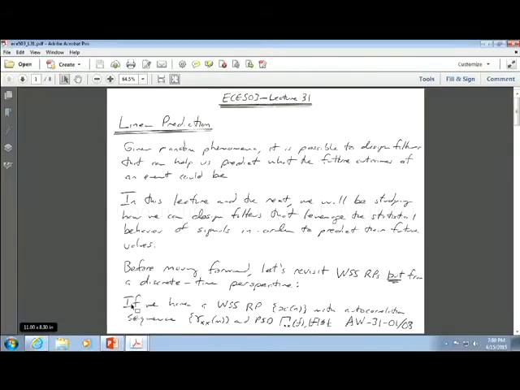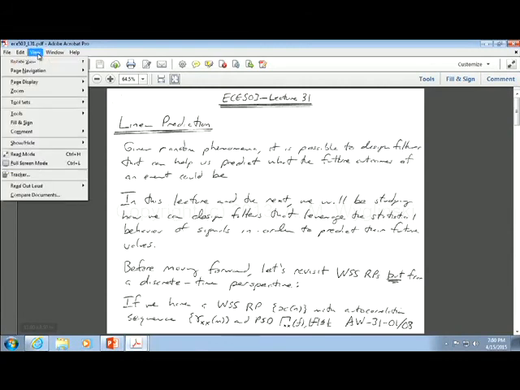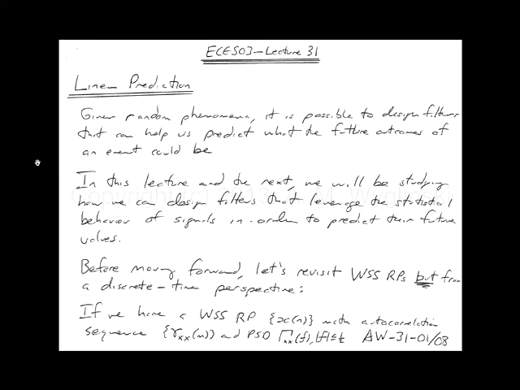So this is lecture 31 of ECE503. In this lecture, we're going to be talking about the concept of linear prediction. The reason why in lecture 30 we spent so much time talking about random processes, about wide sense stationary processes, about random phenomenon, is that we can use signal processing to look ahead and find out the next sample.